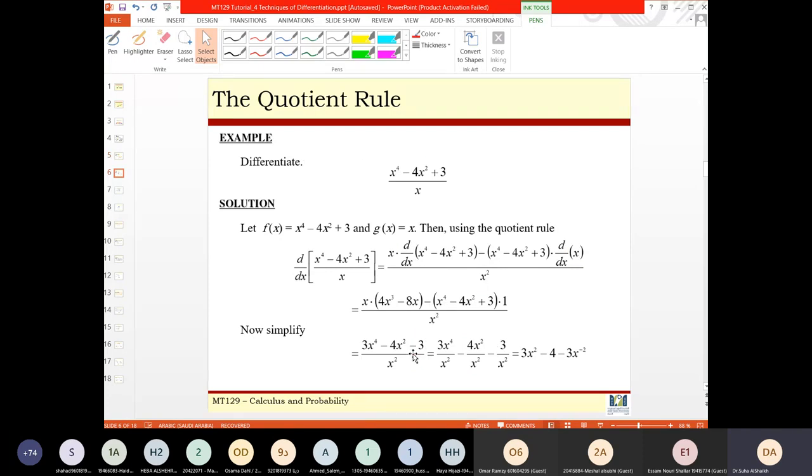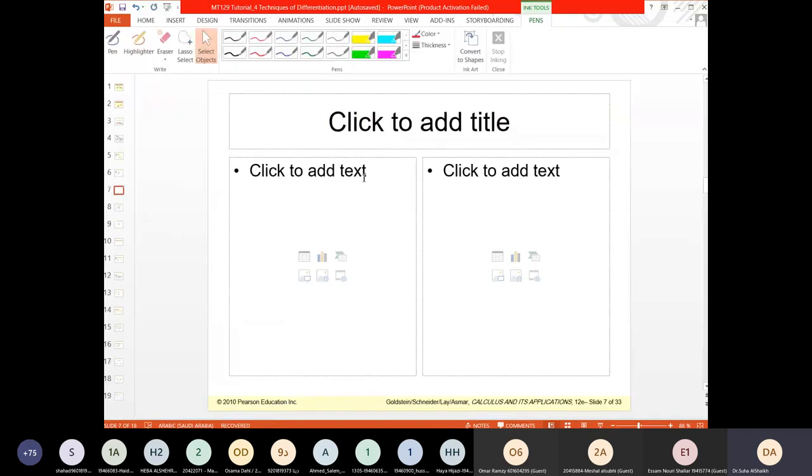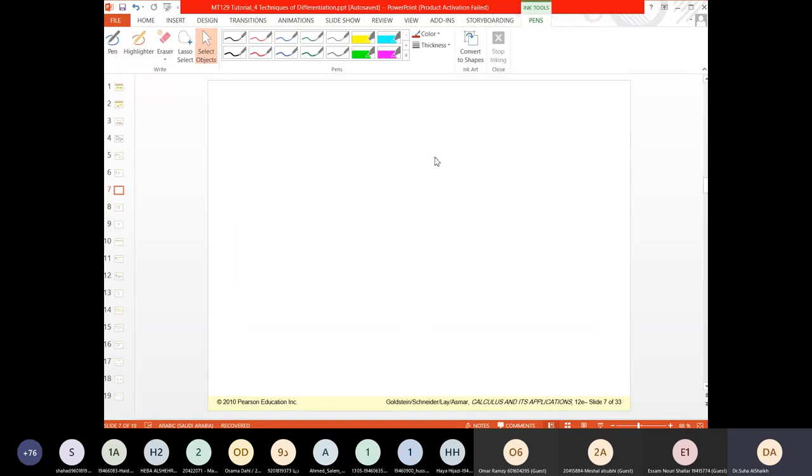Okay, now this is one example. They want you to find the derivative, differentiate this function: x^4 minus 4x squared plus 3, divided by x. Clearly this is a quotient, right? It has a top and a bottom. Now how can I find the derivative of this? Actually we have two ways to do it. Focus with me about how to do this. We have an easy way and we have a difficult way.